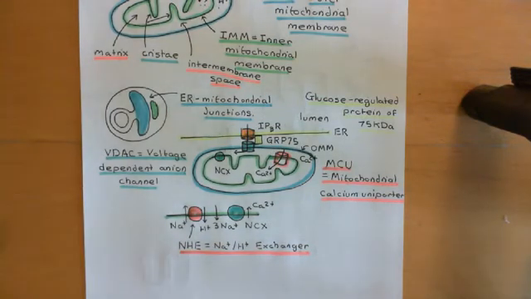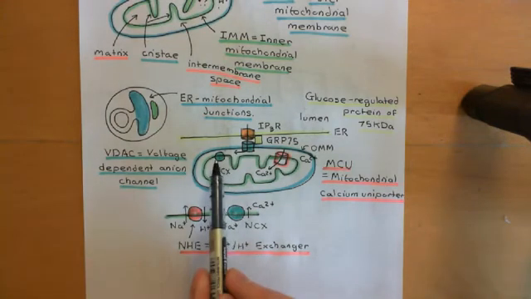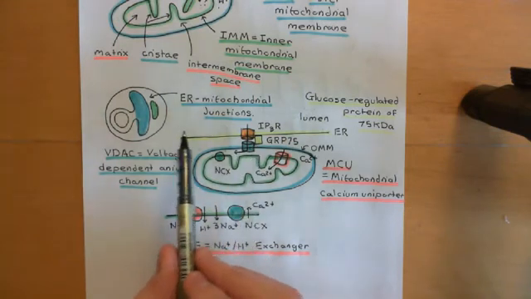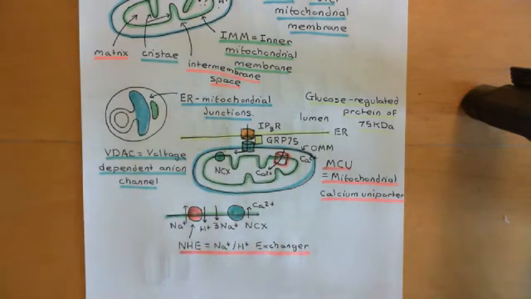So that then is how we extrude the calcium from the matrix of the mitochondrion. And of course, once it's gone back into the intermembrane space, it can then just go out through VDAC into the cytoplasm, and then it will be cleared from the cytoplasm.